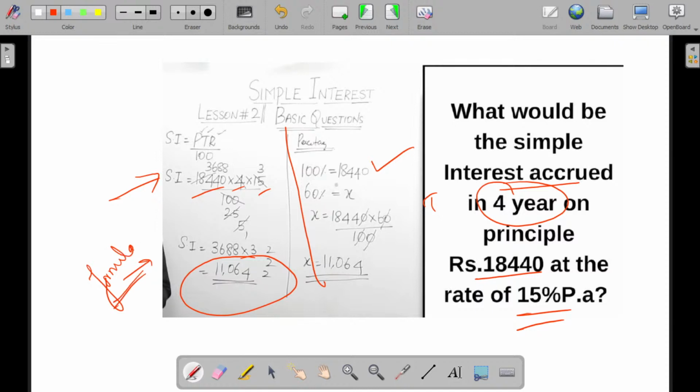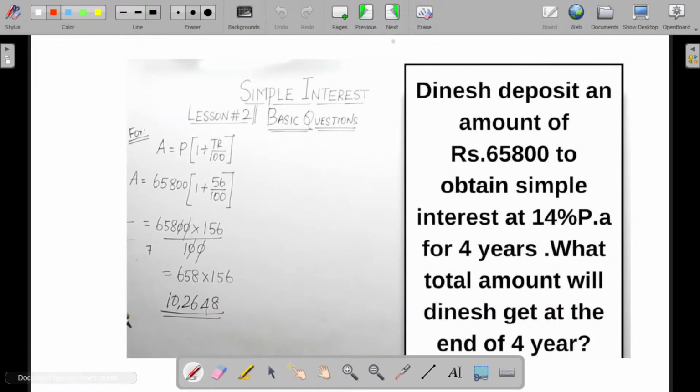Okay, 100% means 18,440. So 15 percentage per annum for duration 4 years. So 60 percentage means X. So you need to calculate that value. That is by percentage method you can calculate. You can use the percentage method.